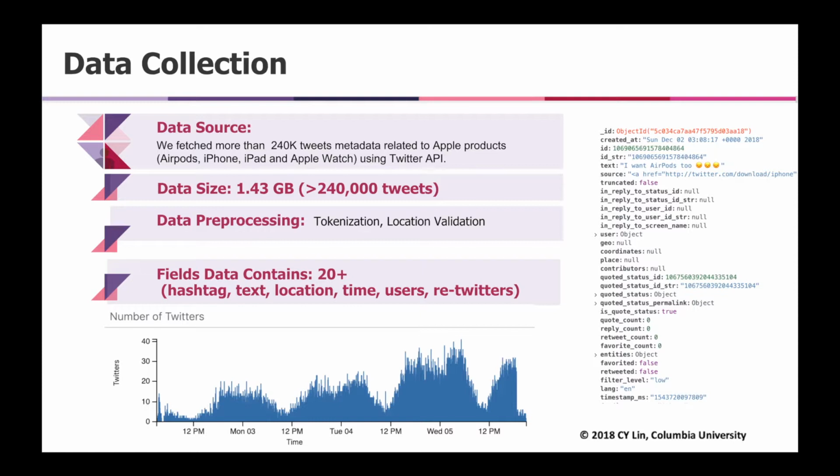For data collection, we collected more than 240,000 tweets about Apple's products, and mainly focus on 4 products: AirPods, iPhone, iPad, and Apple Watch. And for their size, we have more than 1.4 gigabytes. We used data pre-processing such as tokenization and local validation to get the final data we want, and we finally got 3.5 days of data. Here, there is a timeline for the data, with each wave corresponding to 1 day.